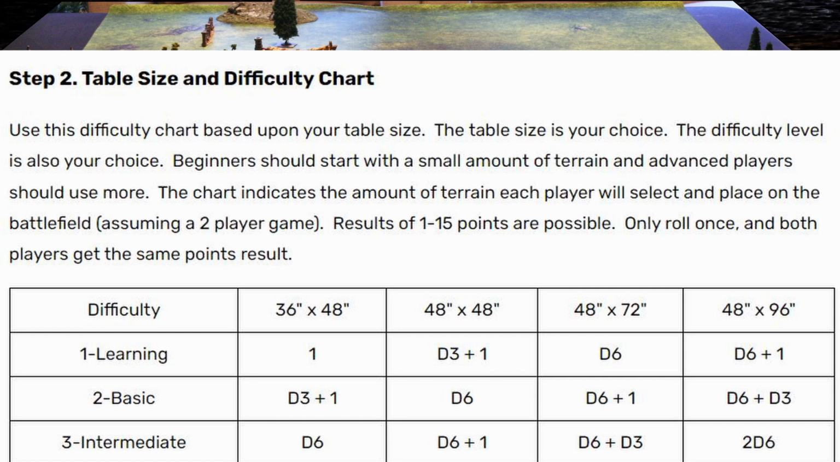The chart indicates the amount of terrain that each player will select and place on the battlefield, assuming a 2-player game. Results of 1 to 15 points are possible. Only roll once on the chart and both players will get the same result. So now let's look at the chart.